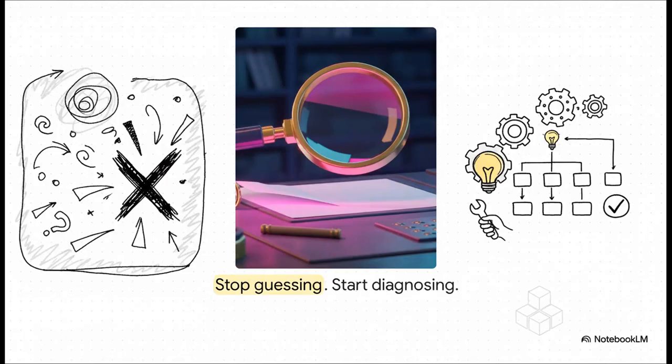You know, the biggest mistake we make when things go wrong is we start clicking around randomly, changing a bit of code here, a bit there, and just hoping for the best. That ends today. The absolute key to fixing issues like a pro is to shift from that frantic guessing to a calm, systematic diagnostic process.